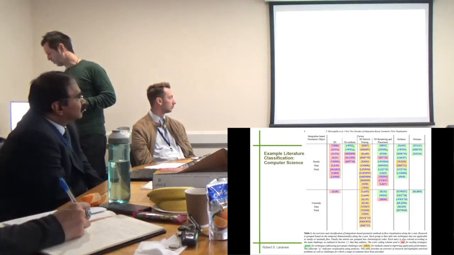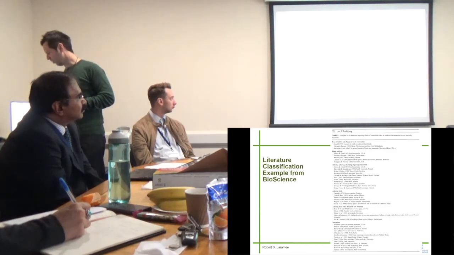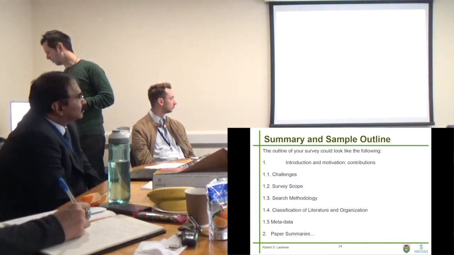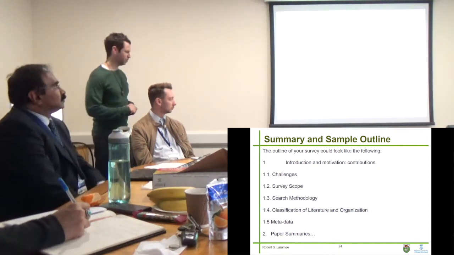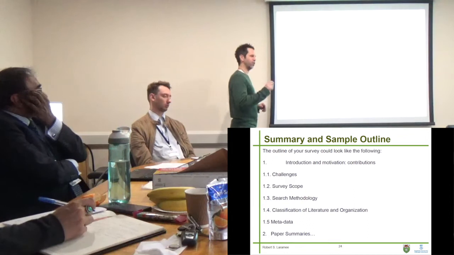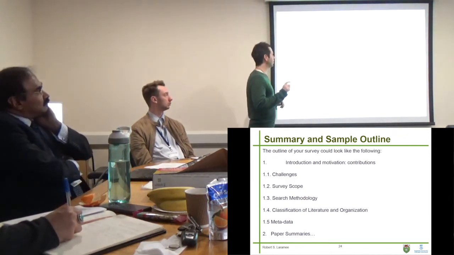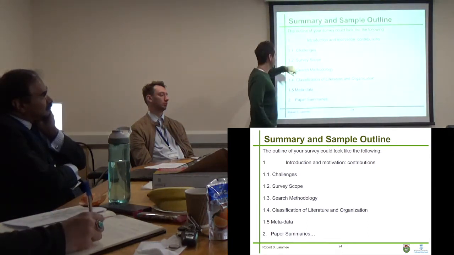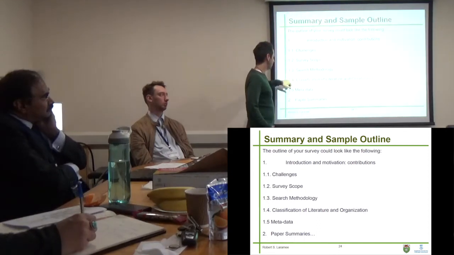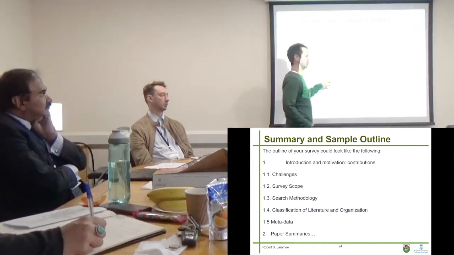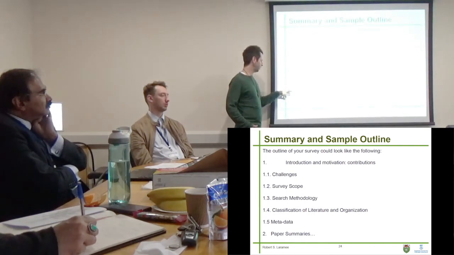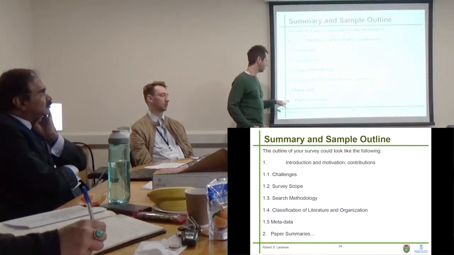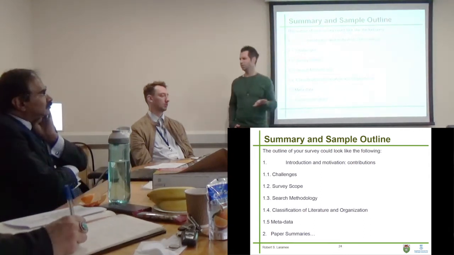And there are some more examples here and some more discussions, but we don't really have time for all this stuff. What I'll do basically is just end here with this is a kind of an outline of what your introduction can look like for your survey. So introduction and motivation, 1.1 challenges, 1.2 survey scope, search methodology, then an overview of your classification, any metadata that you studied, and then you have the actual paper summaries in section 2.